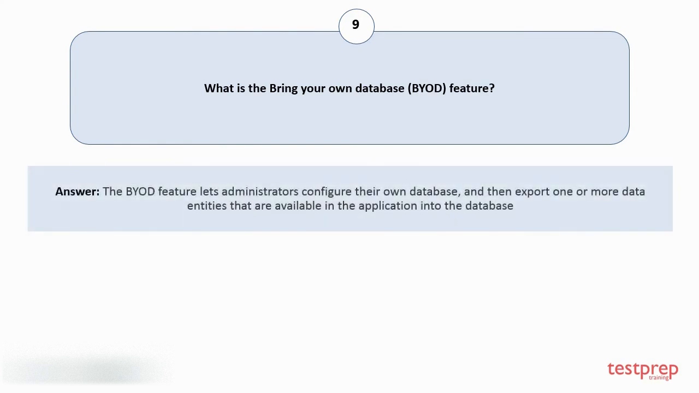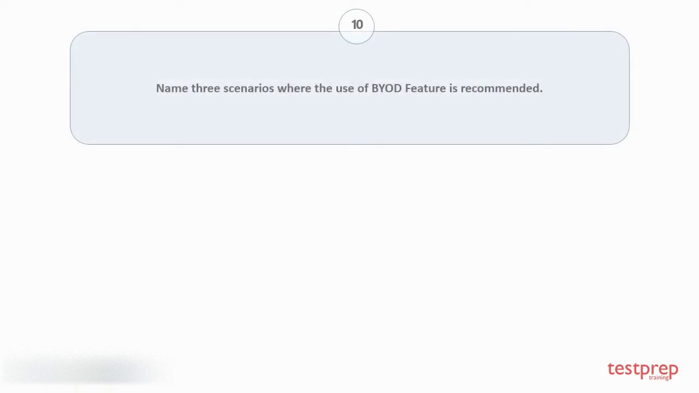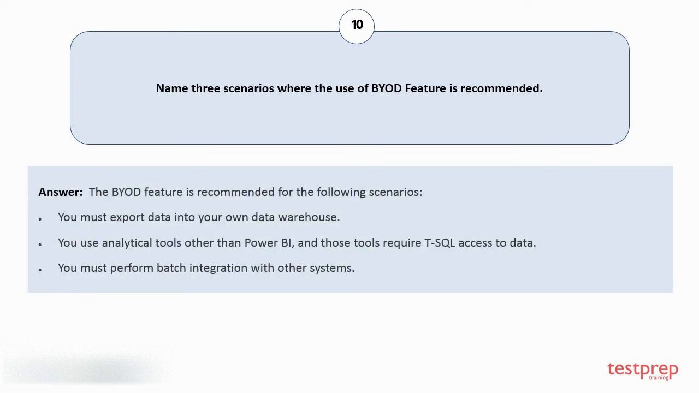Your answer is: the BYOD feature lets administrators configure their own database, and then export one or more data entities that are available in the application into the database. Question number 10, name 3 scenarios where the use of BYOD feature is recommended. Your answer is: the BYOD feature is recommended for the following scenarios. 1. You must export data into your own data warehouse. 2. You use analytical tools other than Power BI, and those tools require TSQL access to data. 3. You must perform batch integration with other systems.